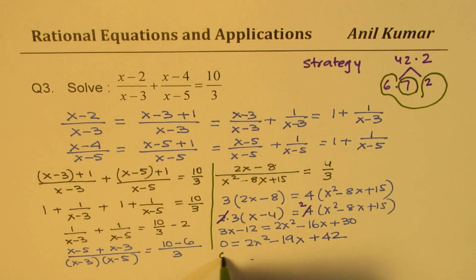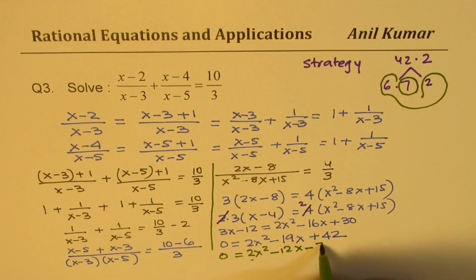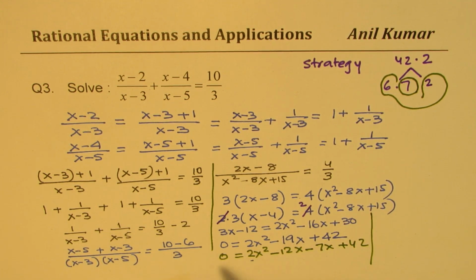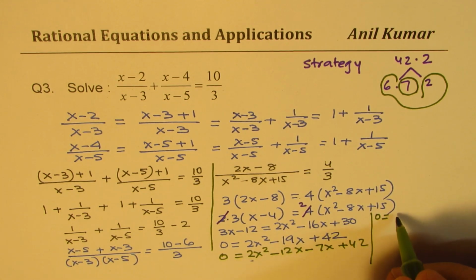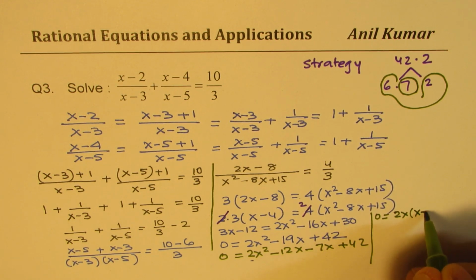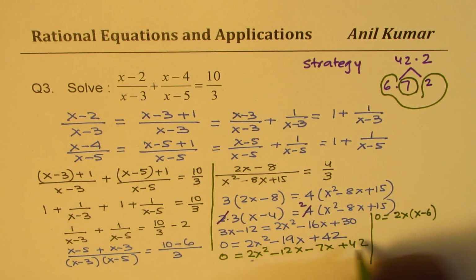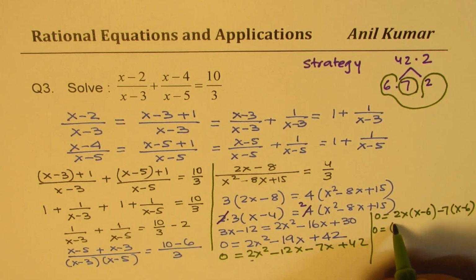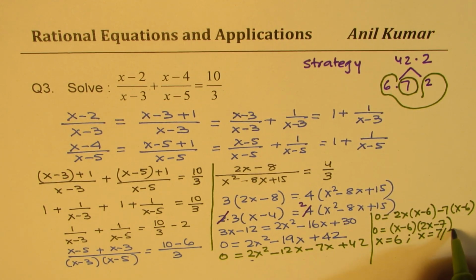Perfect. So we'll split this into 2x square minus 12x minus 7x plus 42, and then we'll factor and get our solution. Is it okay? So when we factor, we get 0 equals 2. Now you have 2x times x minus 6 as a common factor. On this side 7 is a common factor. We get x minus 6. So we could write 0 equals x minus 6 times 2x minus 7. So the solution is x equals 6 and x equals 7 over 2.